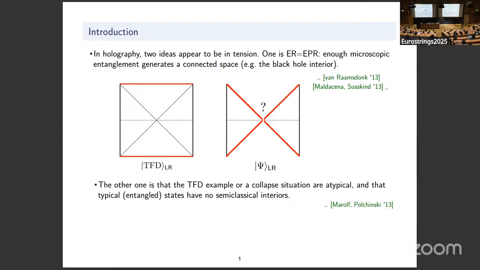The second idea, which appears to be in tension with this one, is that the thermofield double and other simple situations are very fine-tuned, and they are not generic examples of entangled states between two black holes. In particular, there have been arguments saying that perhaps a generic entangled state of two black holes doesn't have an interior, and perhaps contains some non-perturbative object that you can call a firewall or something else that nobody knows how to describe. So this idea is against the mantra of ER equals EPR. The question we want to understand is whether more generic entangled states of two black holes have semi-classical interiors or not. Whether generic EPRs of two black holes have ERs associated to them.